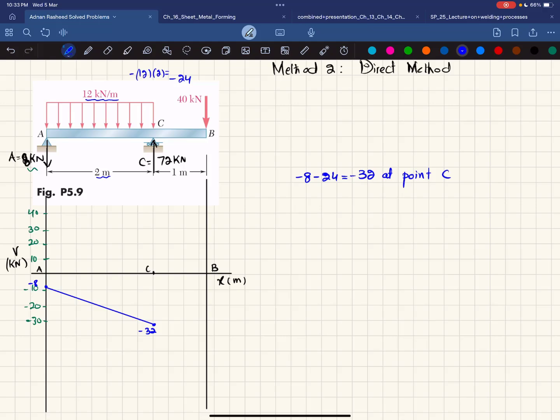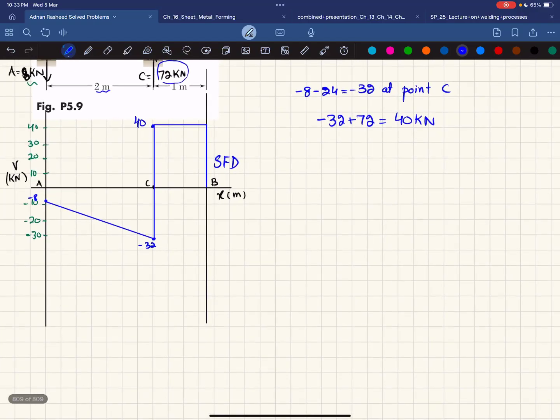Okay, one more thing is that here at point C, you have a 72 kilonewton load. So now minus 32 plus 72 will give you plus 40 kilonewton. So shear force will change from minus 32 to plus 40. So you have to be very careful. Now from C to B, there is no load, so it will remain horizontal. And at the end, you can see you have minus 40 kilonewton load, which is acting downward. So this will close this loop and we will get the shear force diagram. And you have seen that this is a very easy method as compared to the previous one.